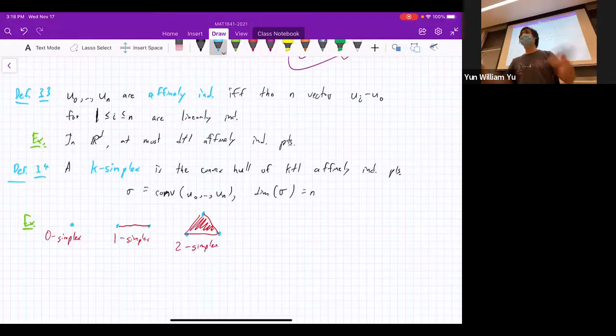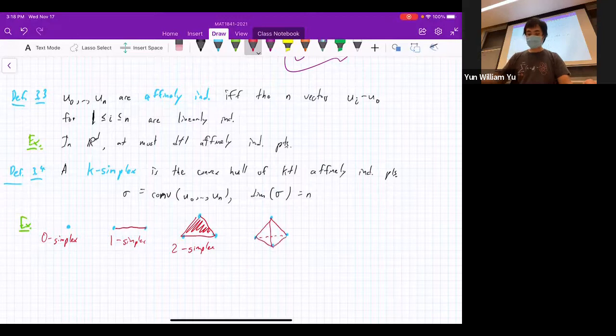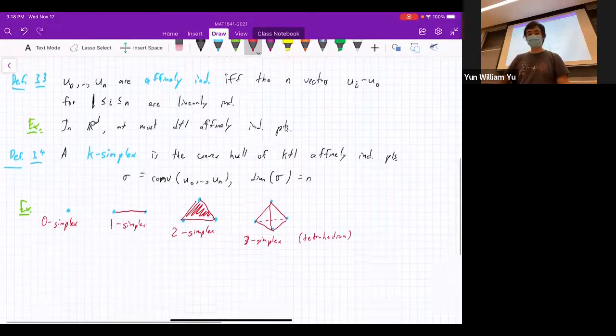And of course, if our ambient space is big enough, you can have higher simplices, such as, let's see if I can draw this. So for example, imagine that's filled in. So that's a filled in tetrahedron, then that's a three simplex. So that's a tetrahedron, and so on as your embedding space goes up.